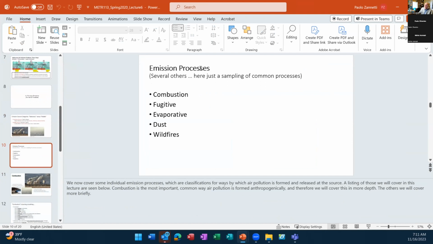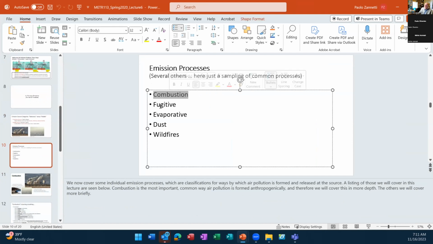The main emission processes are combustion, fugitive, something that is, how can I define fugitive? Something that happens not from a stack, but from an area source or a volume source, a combination of leaks, like in a refinery. These are fugitive emissions. Evaporative, you have a pool of hydrocarbons, it will evaporate.